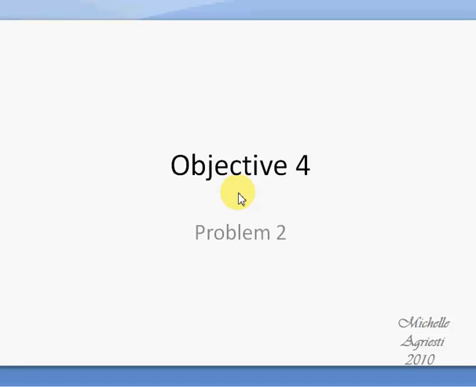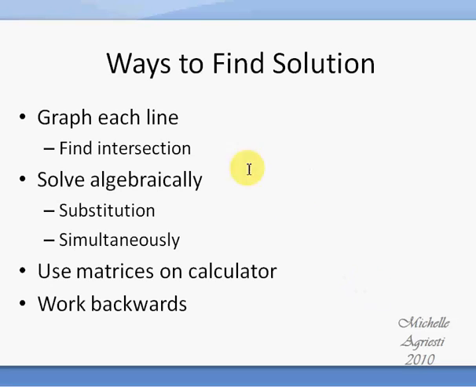This is the second problem from Objective 4, Part B. Recall in Part A we graphed the two lines to find the intersection. In Part B we're going to solve using algebra.